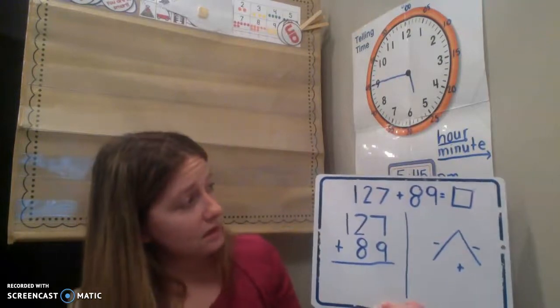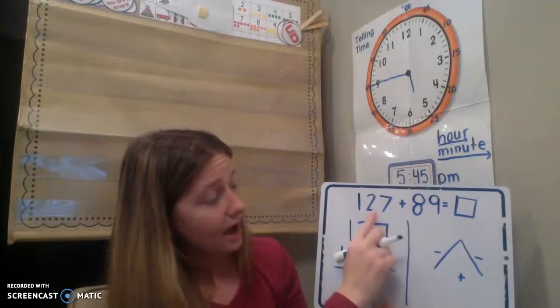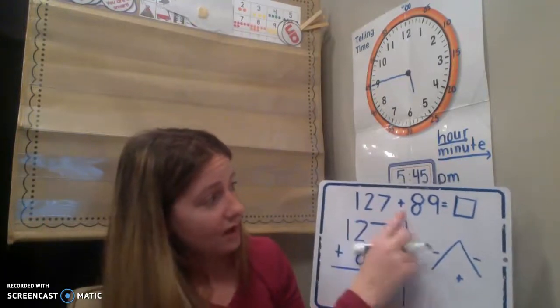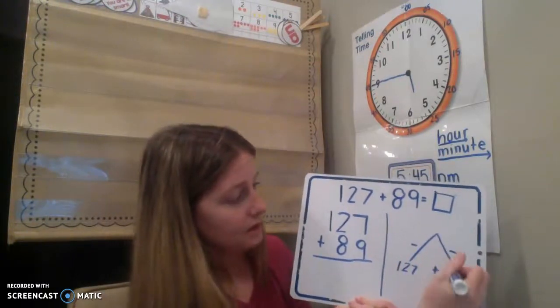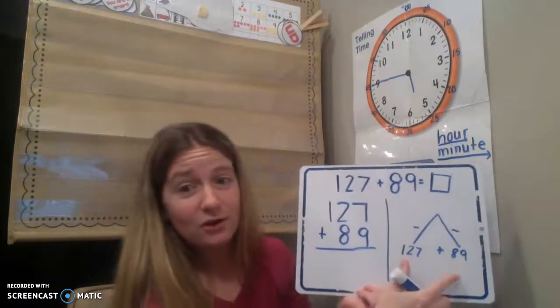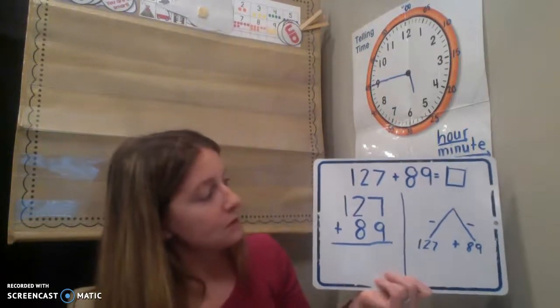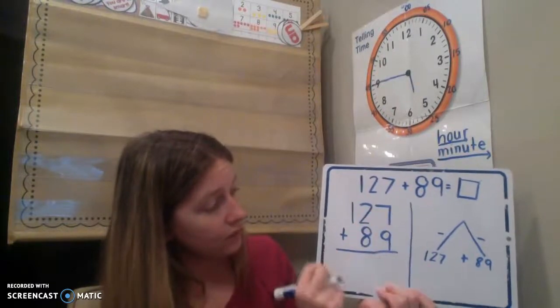And looking at this equation, I can see that I am missing my total. I have my 2 add-ins, so I can fill that in on my math mountain. And yes, these are some large numbers to be on a math mountain, but it still works. So let's go over and solve our vertical equation.